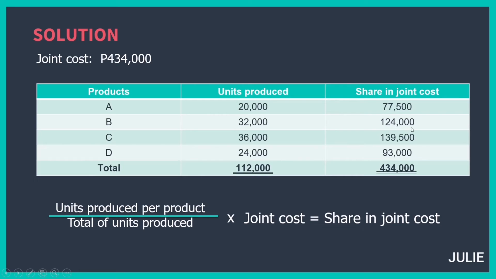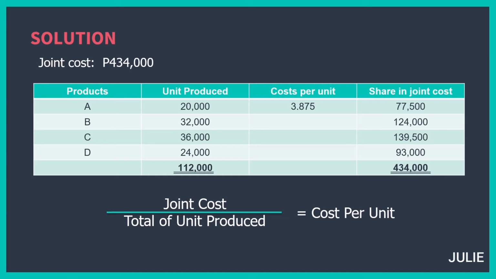Again, in getting the share in joint cost, the formula that we used is this formula. Units produced per product divided by total of units produced multiplied by the given joint cost, which is the 434,000, and by that we will be able to get the share in joint cost. So next, after getting the share in joint cost, we will now compute for the costs per unit of each product.